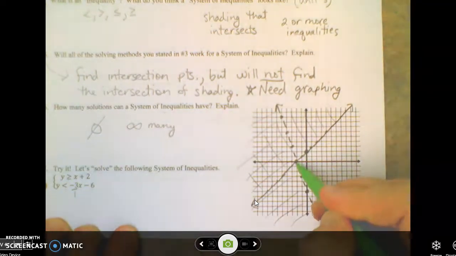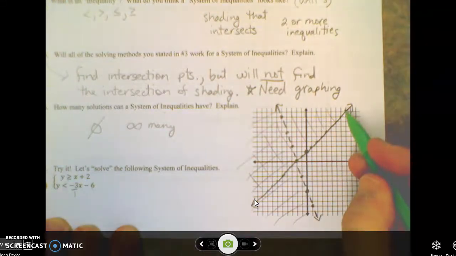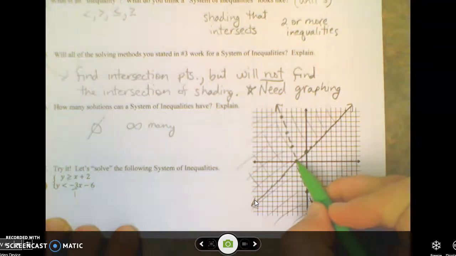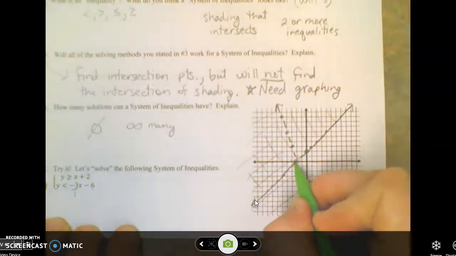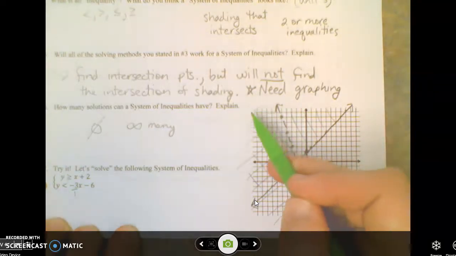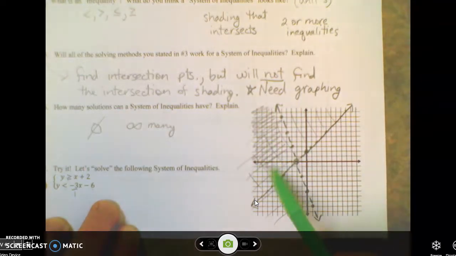Now we do have an intersection point right here, but that's not technically part of our solution because we have a dotted line crossing a solid line. Dotted lines are not included in the solution set. So even though it looks like an intersection point, it's technically an open circle, so I'm going to make that an open circle. Now you can see my shading here where it is all cross-hatched. This whole section here is actually my solutions.